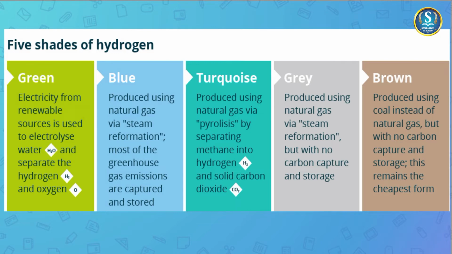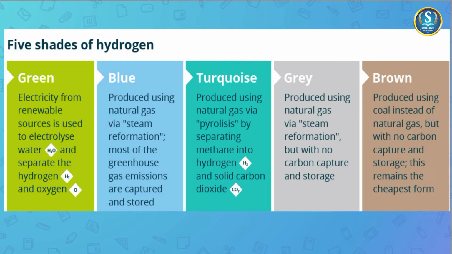The next one is blue hydrogen. Here, the hydrogen fuel is produced using natural gas. Most of the greenhouse gas emissions are captured and stored. So here you are manufacturing electricity for the purpose of manufacturing hydrogen fuel. In this process, you use natural gas to produce steam, and out of that steam you run the turbine and create electricity. Now this natural gas, when it is used, it will of course cause greenhouse gases, but it will be captured and stored properly. In such a way, if hydrogen fuel is created, it is called blue hydrogen.